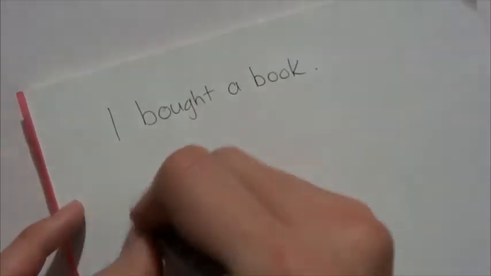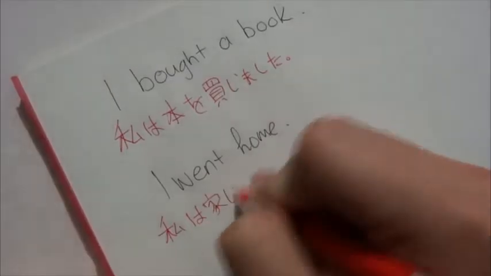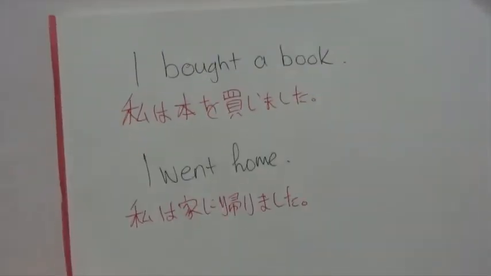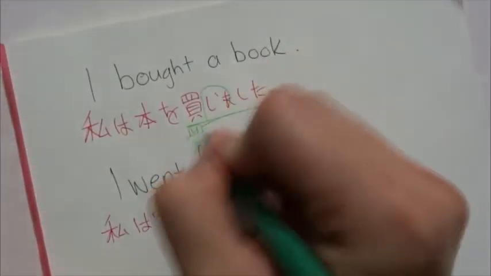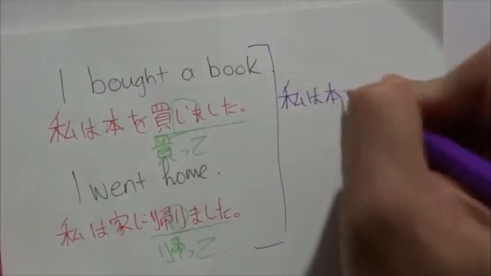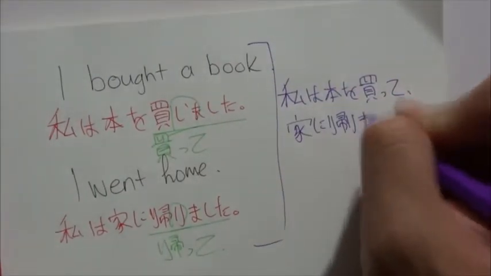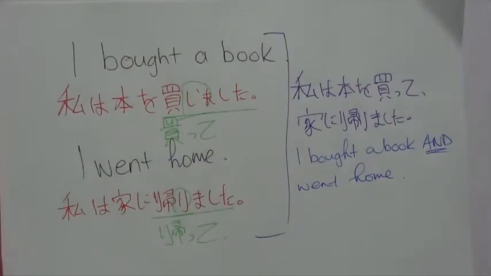Okay, next example. Let's see. I bought a book and I went home. So we have 私は本を買いました and 私は家に帰りました. And so now you can sing the song again. You go i chi ri tte. Okay, so cool. So kaimasu turns into katte, and we have kaerimasu that turns into kaette. Combined together, we have watashi wa hon o katte ie ni kaerimashita. I bought a book and went home.